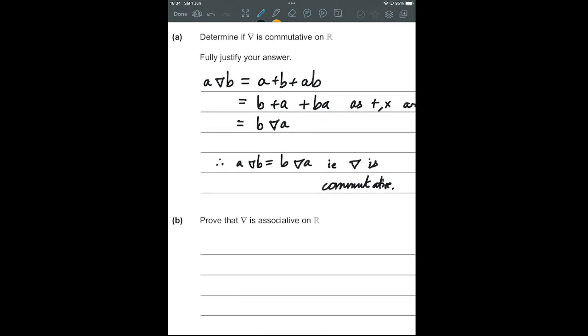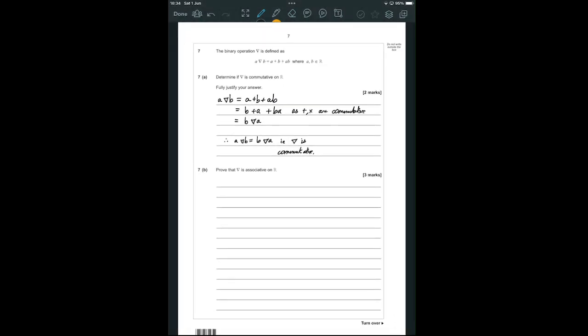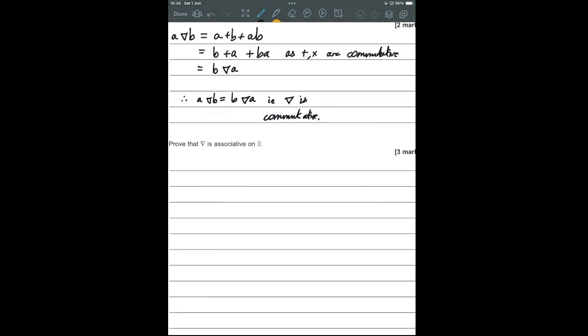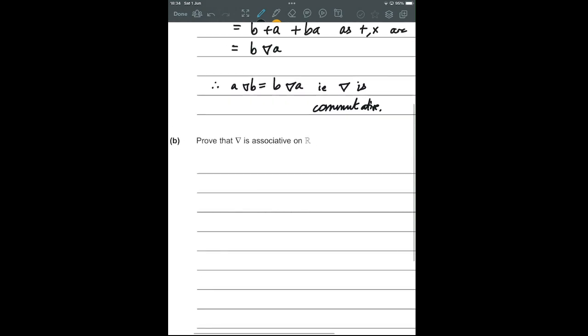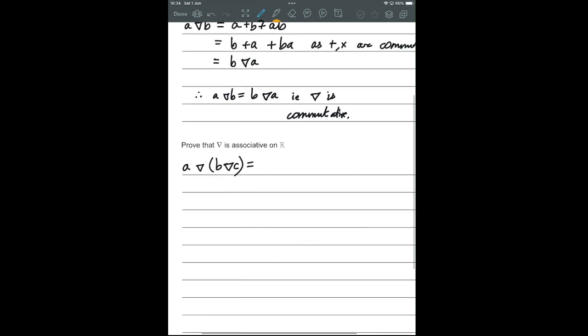Prove that it's associative. Associative is a little harder. Associative is the brackets condition. So we need to try and show that if I put brackets in one spot, it's the same as putting brackets in the other. Now this one is just painful. You just have to be very careful with your algebra. So A delta B delta C. I need to do the B delta C first.